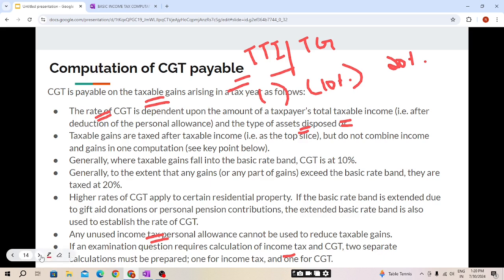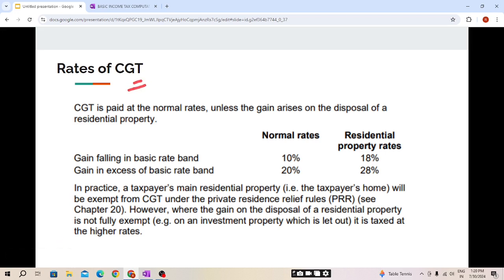So now students, we will be looking at the rates of CGT. CGT is paid at normal rates unless the gain arises on the disposal of residential property. So for all assets, students, the rate is 10% and 20%, but for residential property it is 18% and 28%. I hope this is clear. So gain falling in the basic rate band will be charged at 10%, and for residential property it will be charged at 18%. Gain in excess of the basic rate band is charged at 20% and 28%.